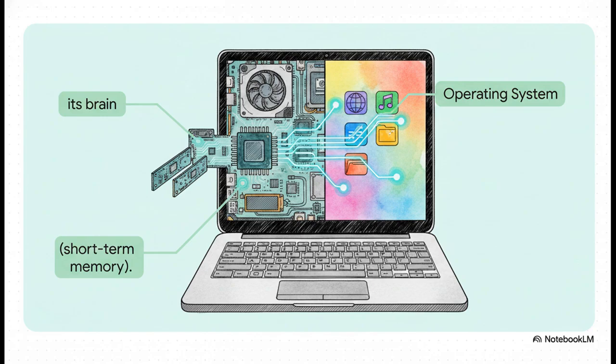Let's dig in a little deeper. The hardware in your computer includes things like the CPU, which is basically its brain, and the RAM, which is kind of like its short-term memory. The software, on the other hand, is the operating system that manages all that hardware, plus all the apps you use every single day, like your web browser or your favorite game.